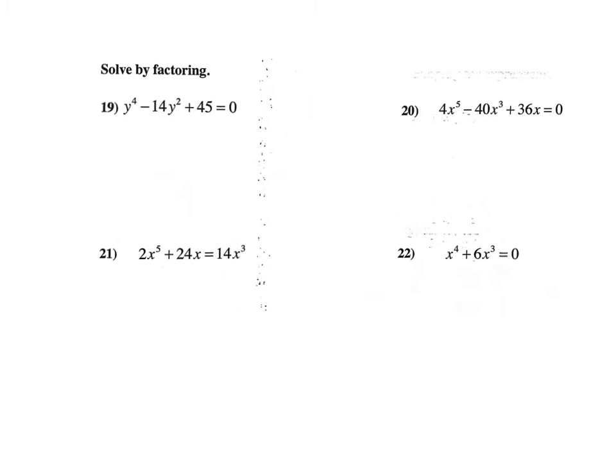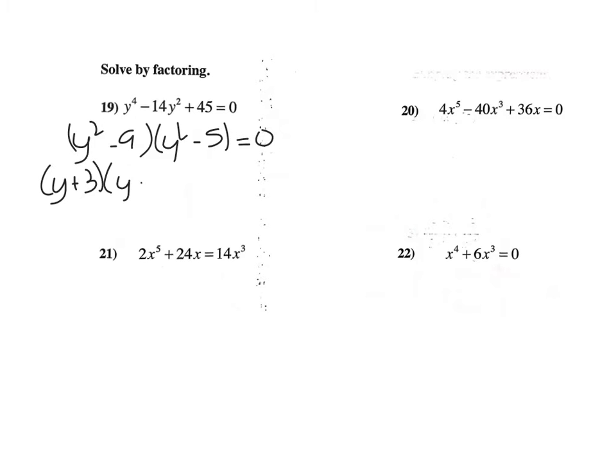Okay, next slide is just solve by factoring. So I'm going to do the same stuff I just did, except now I have to actually solve the equation. This first one, if I factor, I'd have y squared minus 9 and y squared minus 5. The difference of squares here for the 9 is (y plus 3)(y minus 3), and here I have a y squared minus 5. So two of my answers are negative 3 and positive 3.